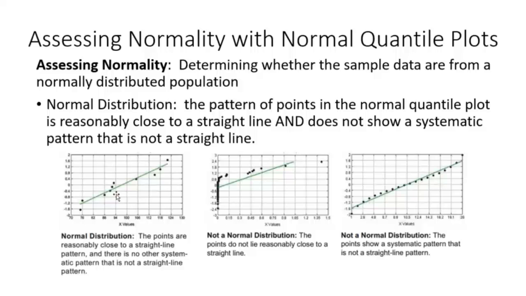So a normal distribution is close to a straight line and does not show a systematic pattern that's not a straight line. Now, I'm keeping this video really short. We don't have examples from homework in it, but you can email me with an Ask My Instructor question, and I'm happy to help you on your specific problems, okay?